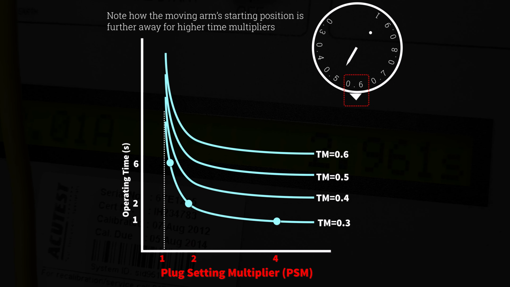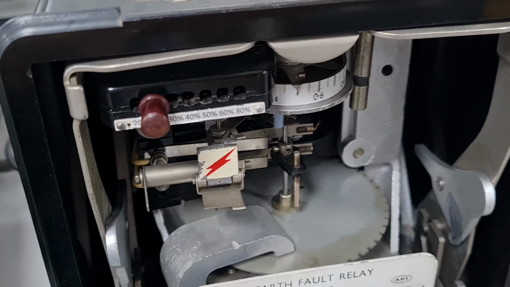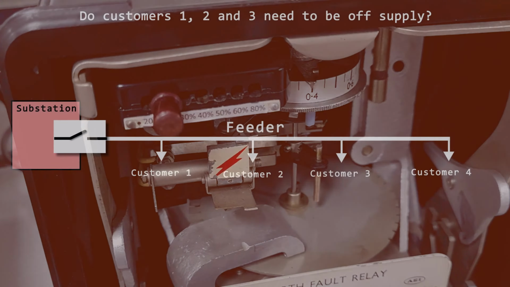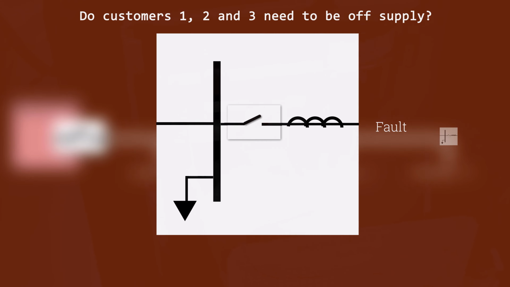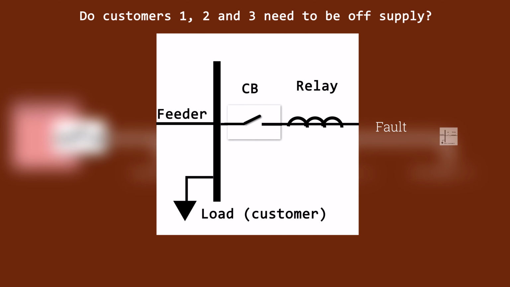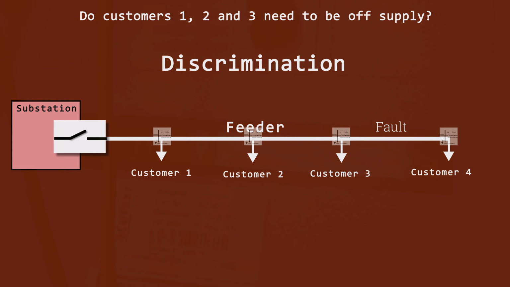In some cases, multiple relays are spread along the feeder, and in order to ensure that only the faulty part of the network is disconnected, each relay can be carefully set such to guarantee that the relay directly upstream from the fault is operated, thereby ensuring that all customers in the healthy part of the network can remain on supply. This process is called discrimination.